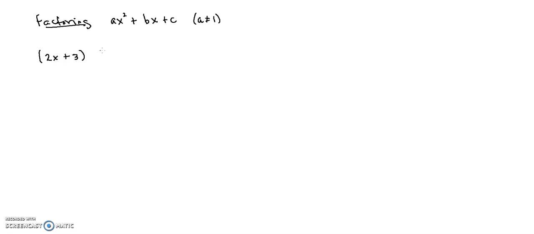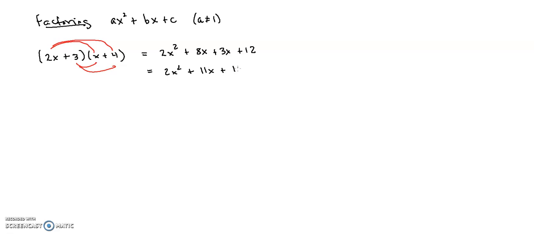So let's say we've got 2x plus 3, x plus 4. Okay, so we still do FOIL. So we've got first, whoops, let's make that look right. First, outer, inner, last. All right, so when we FOIL this out, we're going to get 2x squared plus 8x plus 3x plus 12. So we're going to get 2x squared plus 11x plus 12.